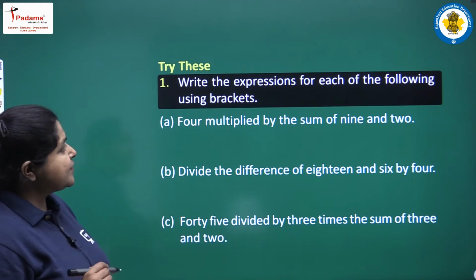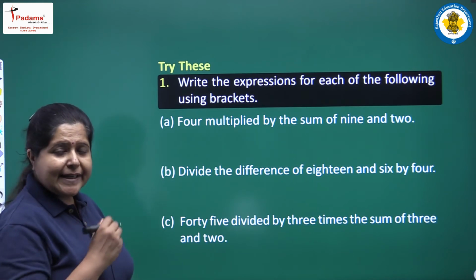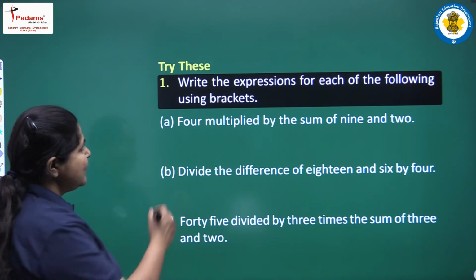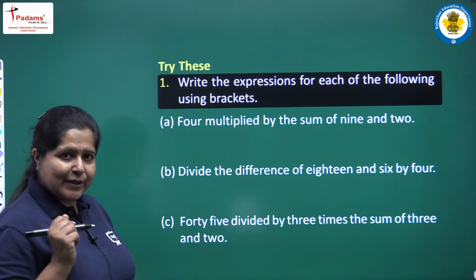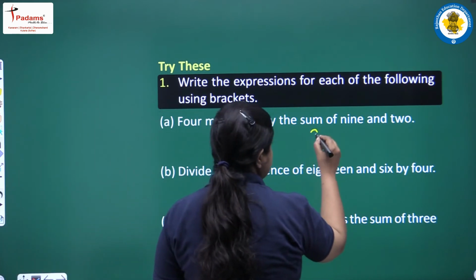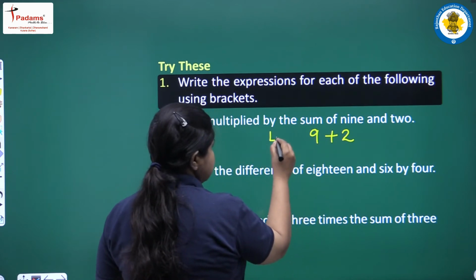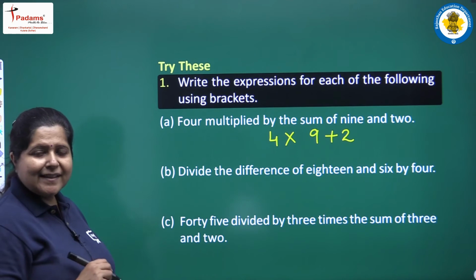Write the expressions for each of the following using brackets. Here we will be writing some expressions by using brackets. Here is the first one, 4 multiplied by the sum of 9 and 2. So we are having 9 and 2 and their sum 9 plus 2 and 4 multiplied by 9 plus 2. Is this the correct answer?